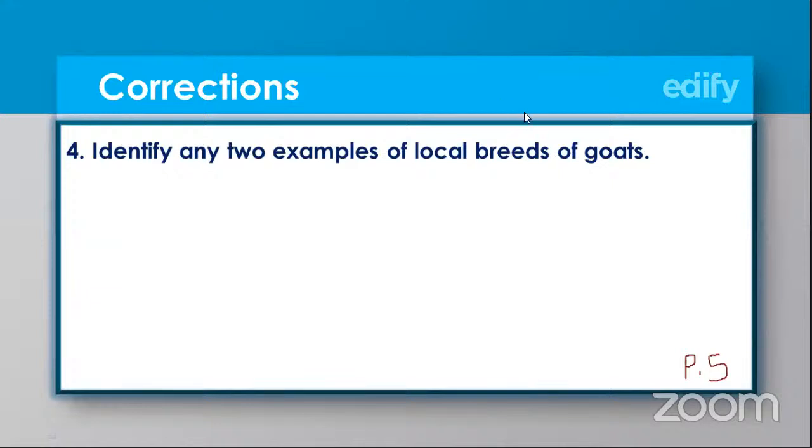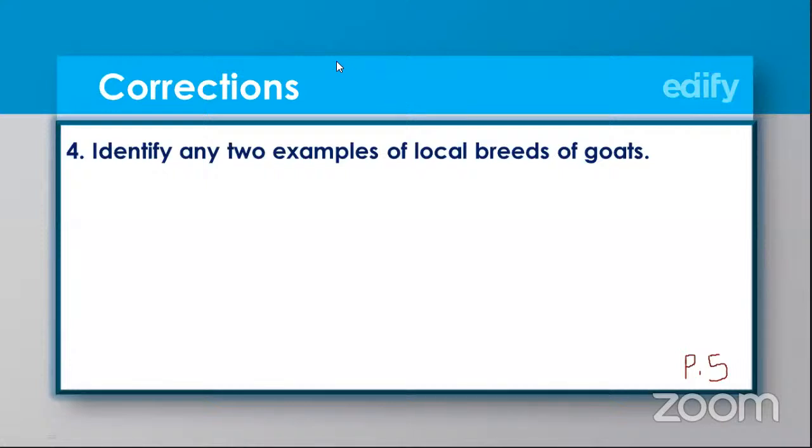Thank you. So members, you remember when we were looking at breeds, we defined the word breeds. We talked about the two main breeds of goats, and in detail we talked about local breeds. We started by looking at examples of local breeds, and we gave very many examples. So here they are only asking for two examples of local breeds. Let me see those who are writing in the chat.